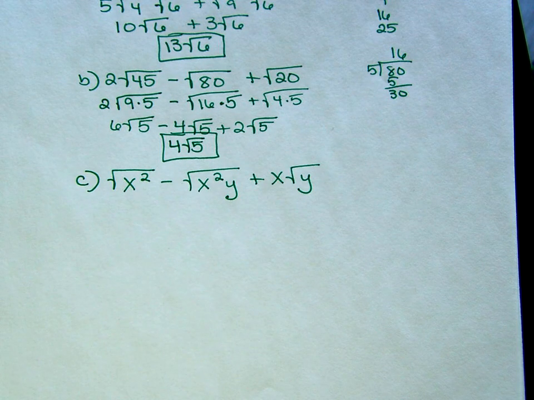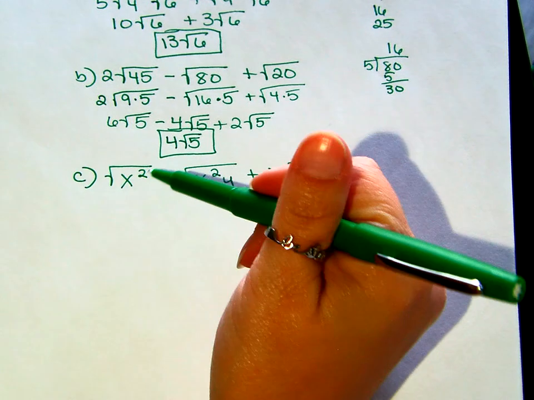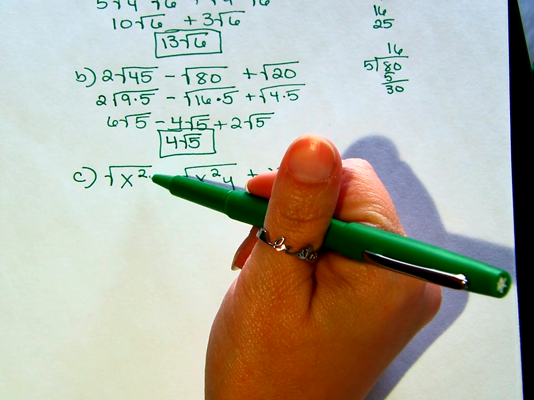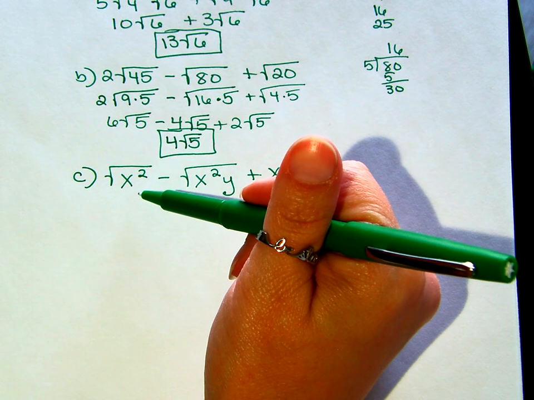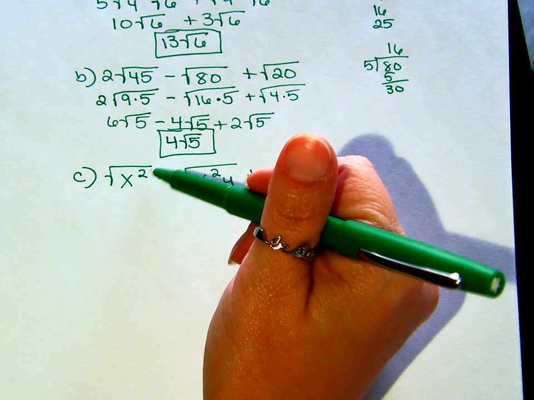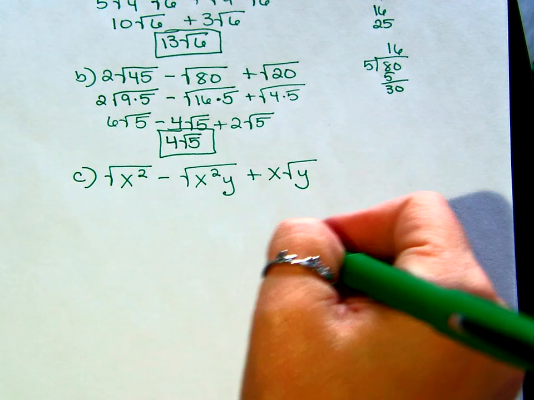Here's C. We've got the square root of x squared minus the square root of x squared y plus x radical y. This one's got no numbers outside of your exponent, but it can still be simplified. Because what's the square root of a square? Yeah, it's just itself. Because remember, we can convert it into the fractions if we wanted to.